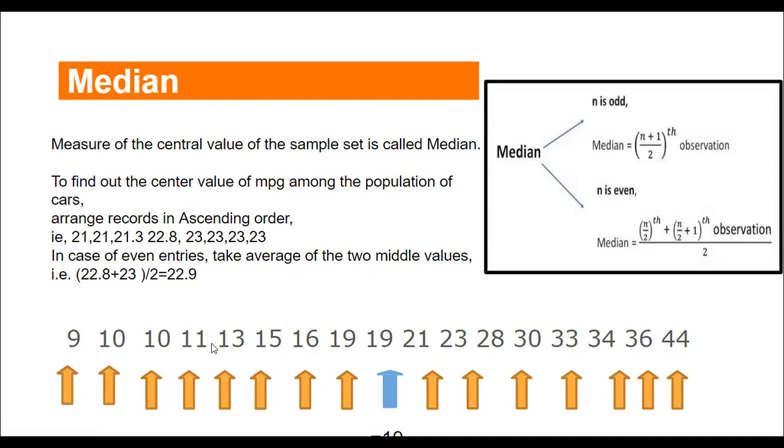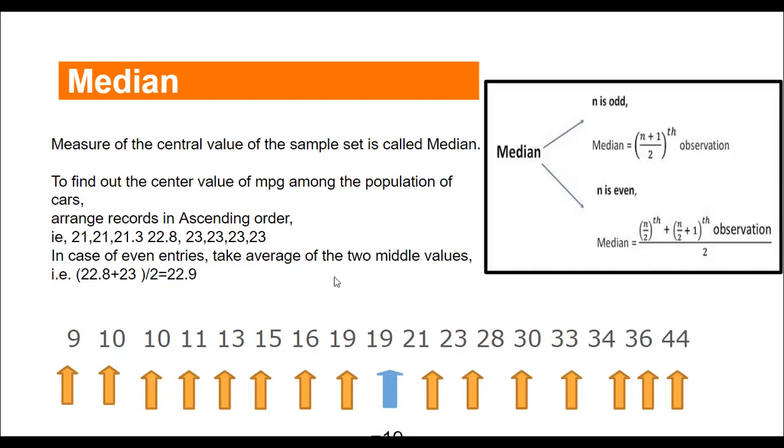Now, see, this is my data. How many observations are we having here? You can see 1, 2, 3, 4, 5, 6, 7, 8, 9, 10, 11, 12, 13, 14, 15, 16, 17. 17 is an odd number. So what would be the middle? This would be the median of my data set. This is the middle value.